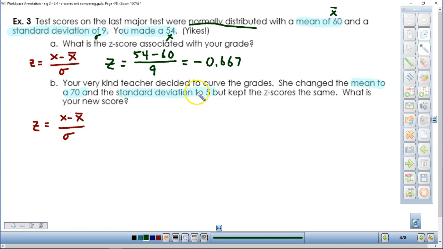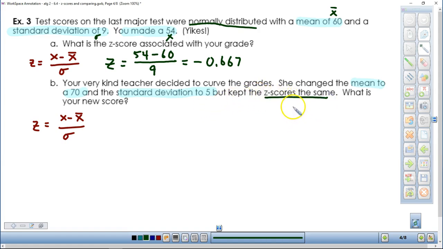She is sad that so many students did poorly, so she wants to change the mean to 70. She's going to give that mean, that average, a 10-point curve. And she's going to make the standard deviation a little less too. So 9 was kind of too spread out. She's going to change it to 5, but she's going to keep the z-score the same.